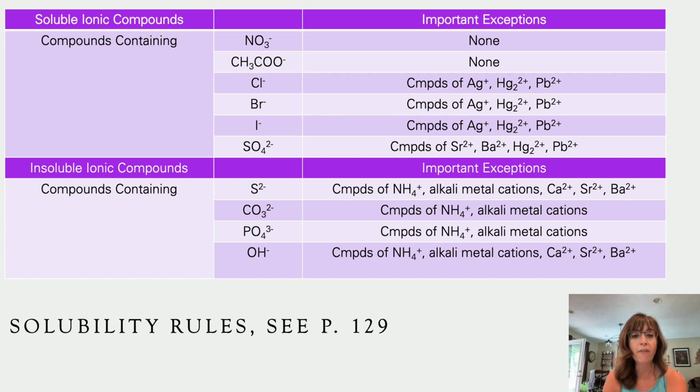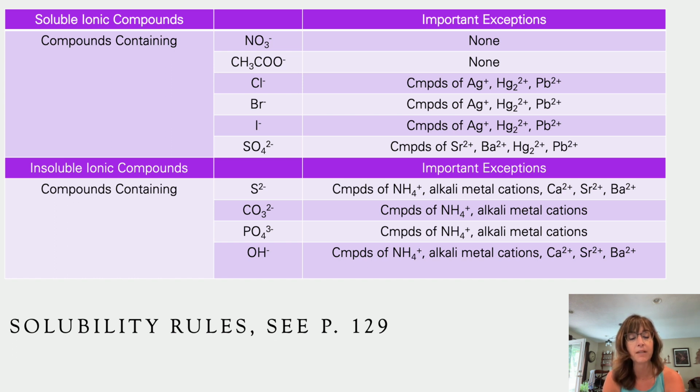If you have sulfate ions with either strontium, barium, mercury, or lead, they are not soluble. The insoluble ionic compounds have sulfide, carbonate, phosphate, and hydroxide. So if you have any ionic compound with sulfur, normally they're insoluble. They will make a solid. Most carbonates will make a solid, most phosphates, most hydroxides.